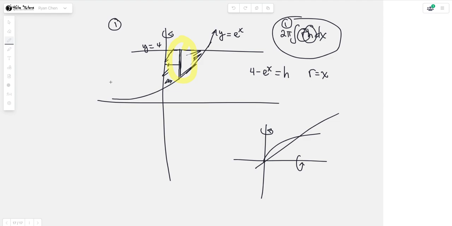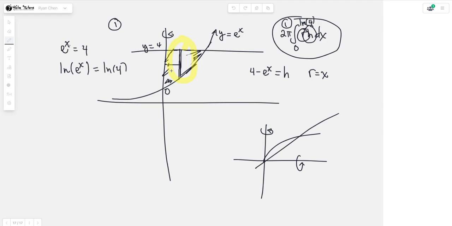So we need to know where e to the x is equal to 4. The way we do that, I'm sure you know how to do this, is take the log of both sides. ln of e to the x is just x, so it's ln of 4. So the other limit of integration is the natural log of 4.